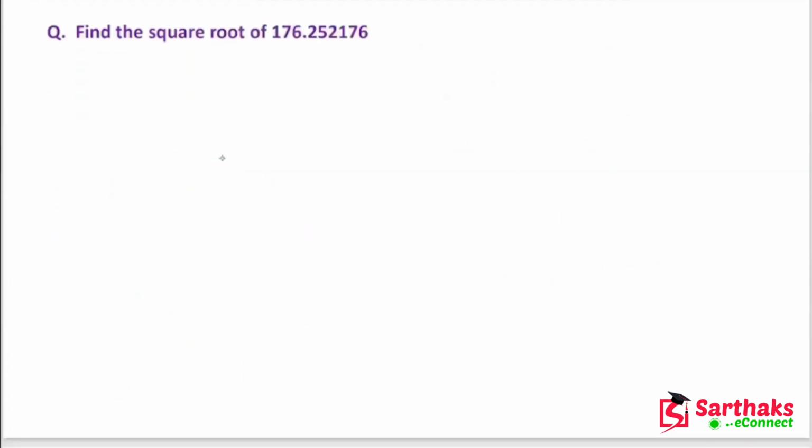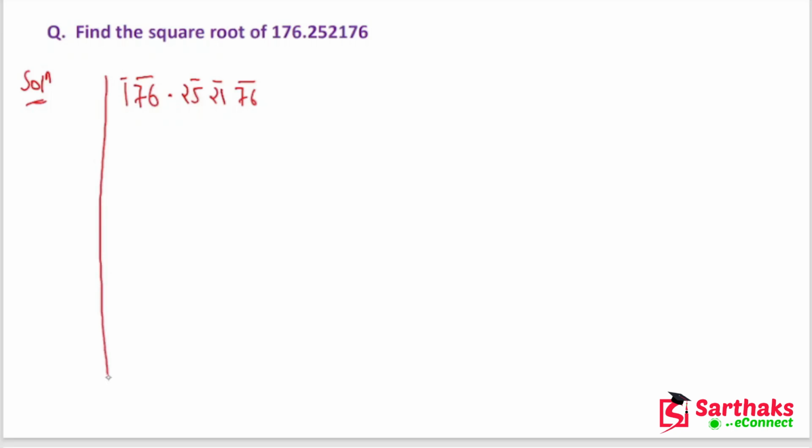Now let us talk about some questions and find out the square root of 176.252176. You can clearly see after the decimal there are 6 digits, so no need to affix any 0 over here. So let us just find the square root using the long division method. We will write like this: 76 is a pair, 21 is a pair, 25 is a pair. We started from the left here, and here we start from the right. So again 76 is a pair and 1 will be left alone as a pair. You can use commas and bars both.